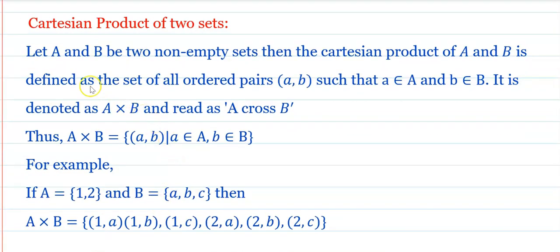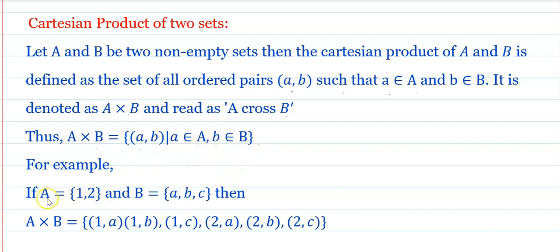Now the next: Cartesian product of two sets. What does it mean? Let A and B be two non-empty sets. Then the Cartesian product of A and B is defined as the set of all ordered pairs (a, b) such that a belongs to A and b belongs to B. Small a belongs to A, small b belongs to B. It is denoted by A × B and read as A cross B. Thus A × B equals the set of ordered pairs (a, b) such that small a belongs to capital A, small b belongs to capital B.